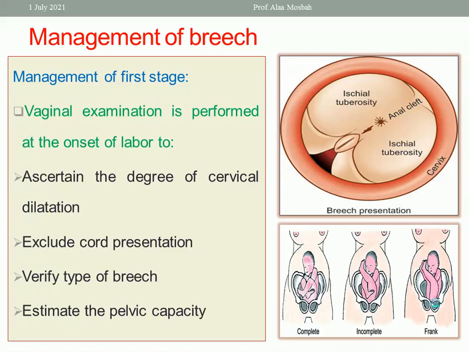During the first stage, ascertain the degree of cervical dilatation, exclude cord presentation, verify the type of breech, and examine the pelvic capacity and do pelvimetry, clinical pelvimetry.